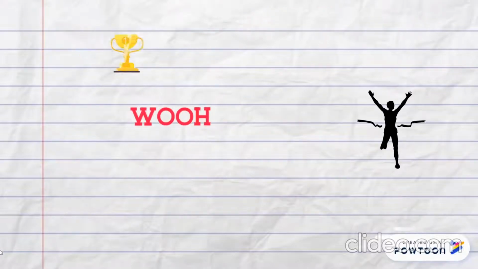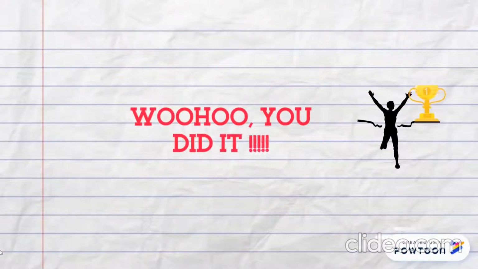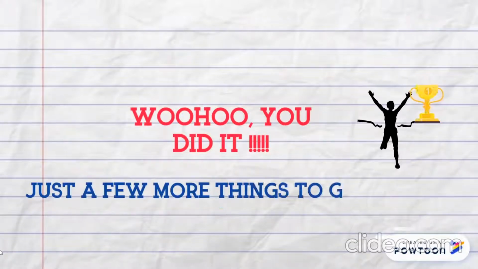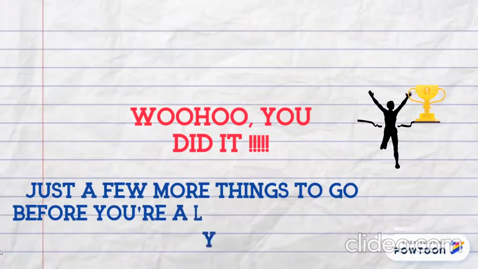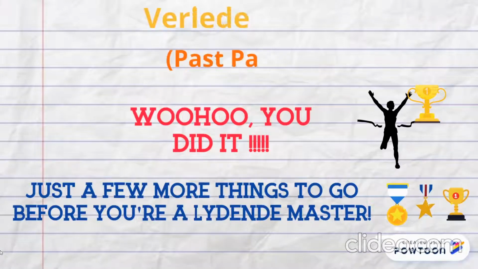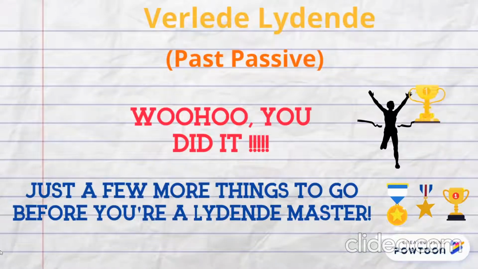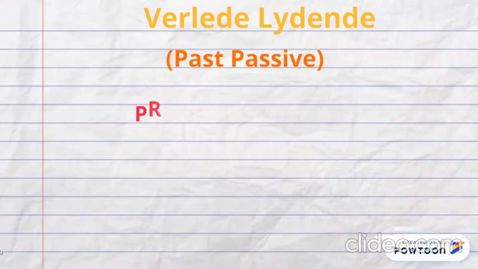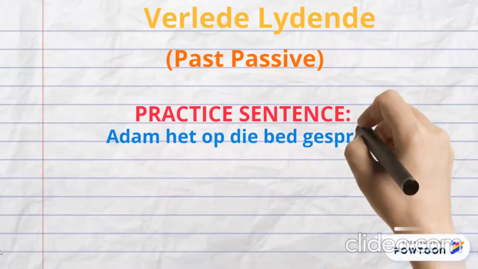Now that we mastered present passive, we have most of the basic rules and structures. For sentences in future and past tense, there are just a few minor variations to the basic rules that have to be adjusted to put the sentences in leidende form. Let's start off with past tense. So for this section, we will be using the sentence, Adam het op die bed gespring.